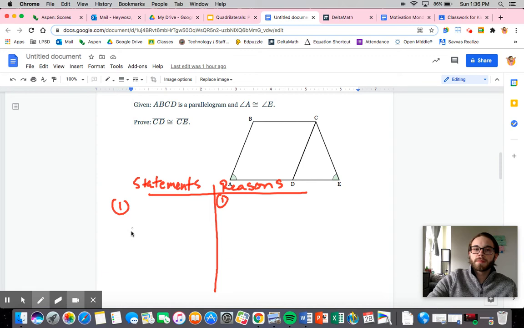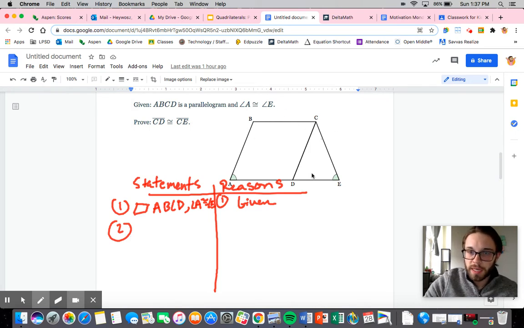All right. So we have parallelogram, and I'm just going to do the shorthand, ABCD, and we also know that angle A is congruent to angle E. And that is given. Okay. So let's kind of ask ourselves, what do I need? I need to show that CD and CE are going to be congruent.